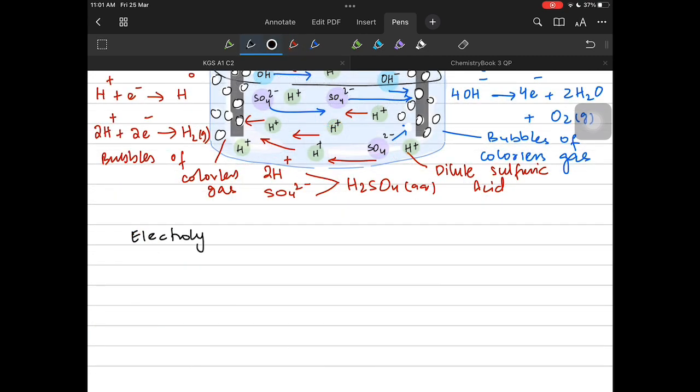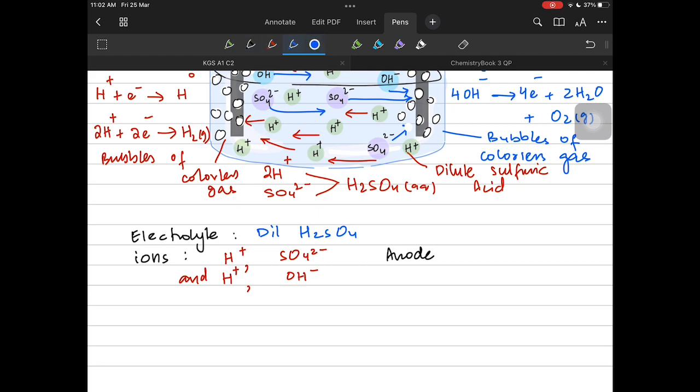Let's recall that our electrolyte was dilute sulfuric acid, which means sulfuric acid along with water. The ions were H plus ions from the dilute sulfuric acid and from the water. Sulfate ions were there from the sulfuric acid, and because water was added, water always has H plus ions and OH minus ions of its own. At the anode, sulfate ions and hydroxide ions both migrated, because they both are negative in nature, they both have electrostatic attractions with the anode, so they are both migrating.